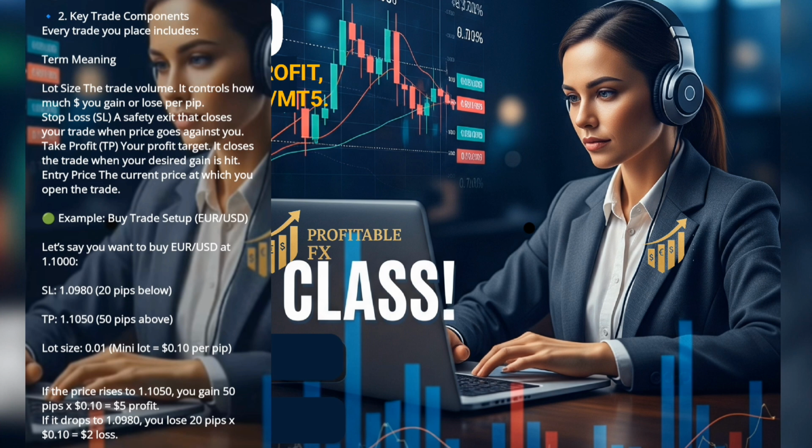Take profit, TP, your profit target. It closes the trade when your desired gain is hit. Entry price, the current price at which you open the trade. Example, buy trade setup, euro to US dollar.